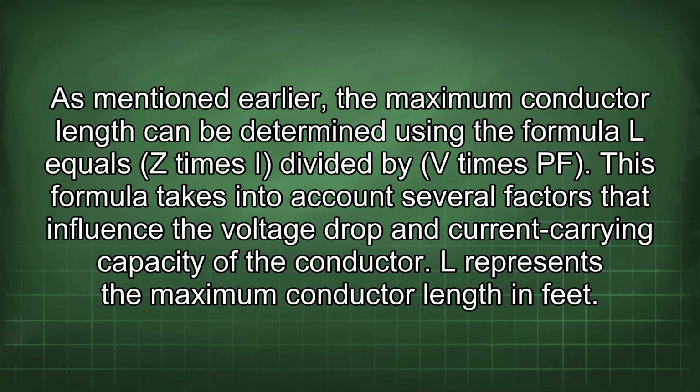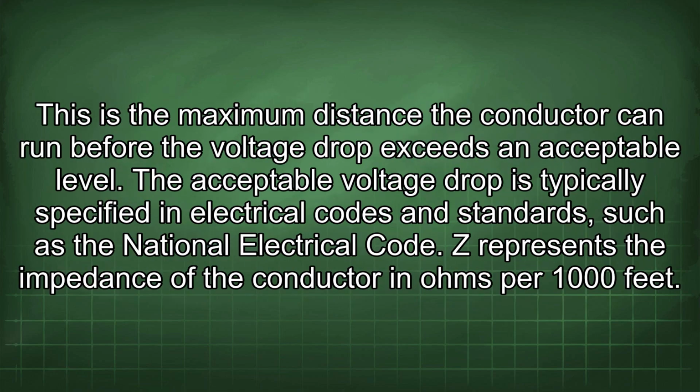As mentioned earlier, the maximum conductor length can be determined using the formula L equals Z times I divided by V times PF. This formula takes into account several factors that influence the voltage drop and current carrying capacity of the conductor. L represents the maximum conductor length in feet. This is the maximum distance a conductor can run before the voltage drop exceeds an acceptable level. The acceptable voltage drop is typically specified in electrical codes and standards such as the National Electrical Code.